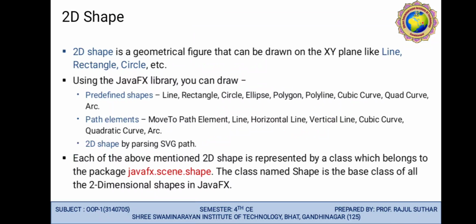Each of the above mentioned 2D shapes is represented by a class which belongs to a package. Which package? javafx.scene.shape. The class named Shape is the base class of all two-dimensional shapes in JavaFX. That's all covered in the two-dimensional shapes. A 2D shape is generally a geometrical figure that can be drawn on the XY plane. We are all familiar with the XY plane. The class Shape is the base class of two-dimensional shapes.